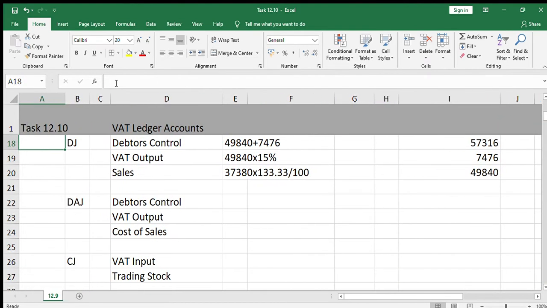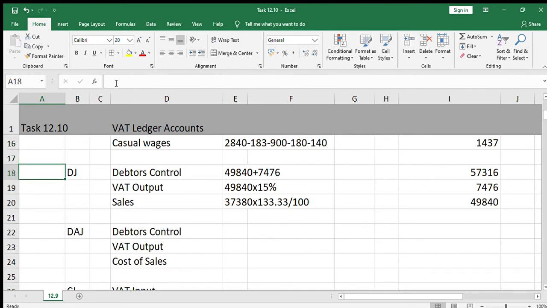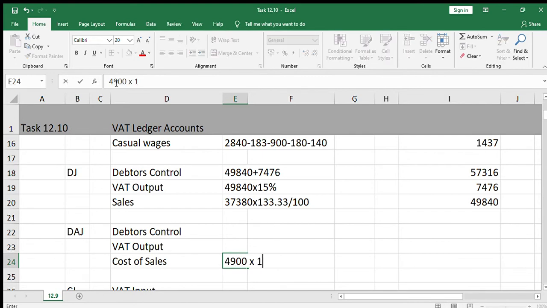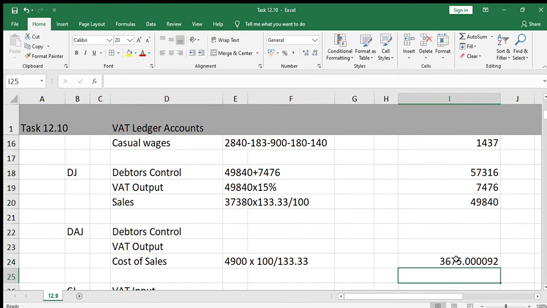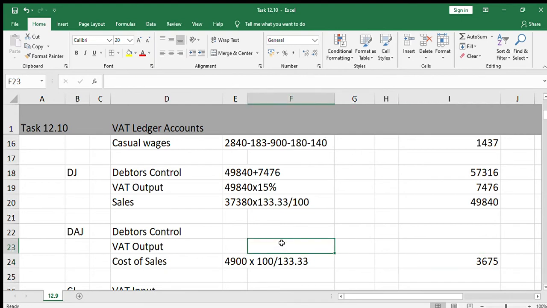Then we go into the debtors allowance journal. So in the debtors allowance journal, we again are missing three figures: debtors control, VAT output, and cost of sales. We can work out cost of sales first because we've got sales given to us. The debtors allowance is given to us. So this one is say 4,900 multiplied by 100 divided by 133.3. You can obviously get more accuracy with your calculators because you can use your fraction function. So cost of sales is done.